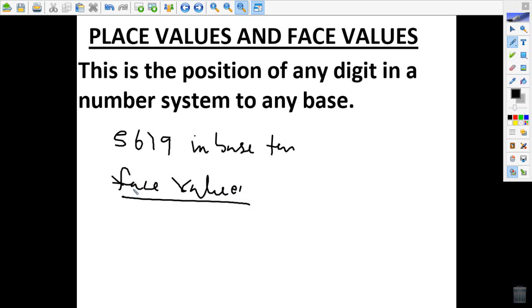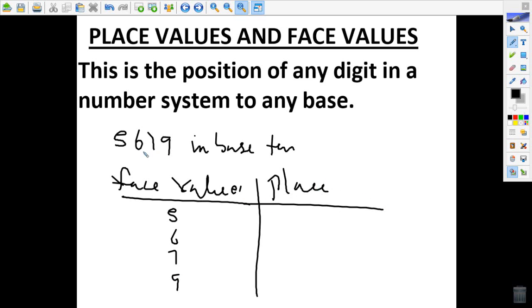The first number is 5, the face value of 5 is 5. Second number 6, the face value is 6. Third number 7, the face value is 7. The last digit is 9, the face value is 9.